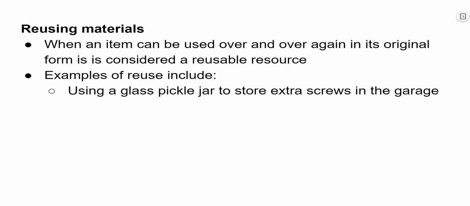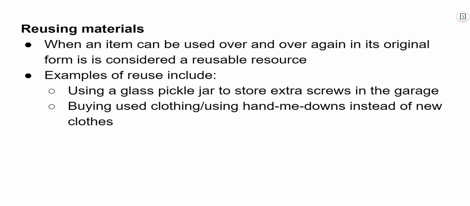You can also just reuse a material for its intended purpose. A good example of this would be buying used clothes or getting hand-me-downs from family. Okay, still using the clothes as clothes, but they're getting another go-round. Means nothing has to be reprocessed. I can still just wear the t-shirt, but I didn't have to go out and harvest the materials to make a new t-shirt in order to wear it.